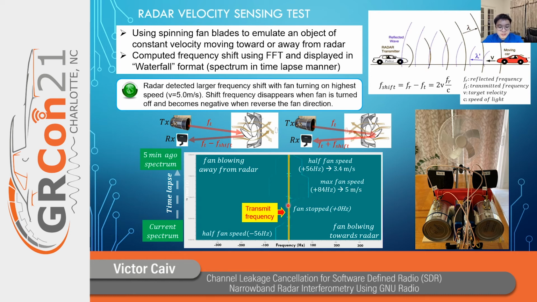Then the fan is stopped, so the frequency offset drops to 0. And finally, the fan is turned around now so that it faces away from the radar, which gives us a negative Doppler frequency shift. So our radar is able to detect not only the fan speed, but also the fan direction.